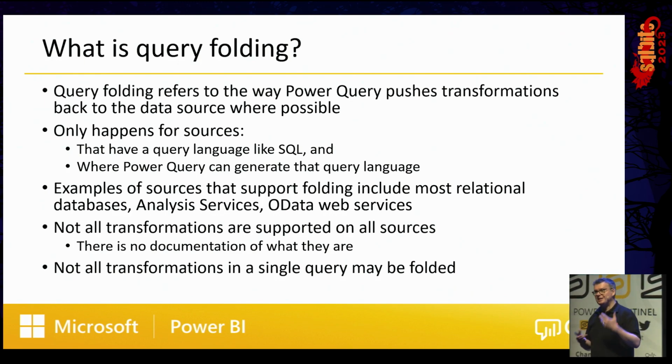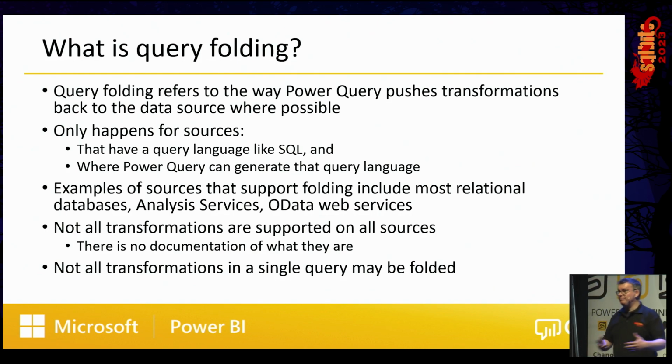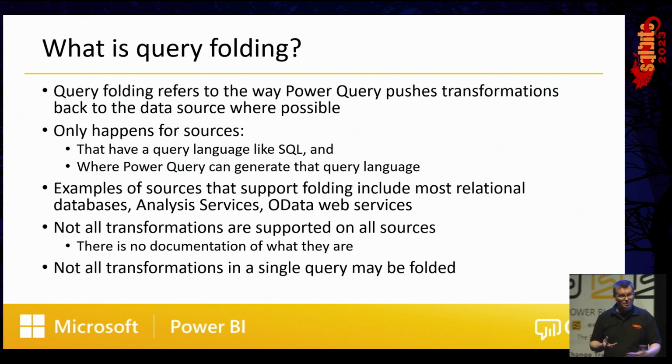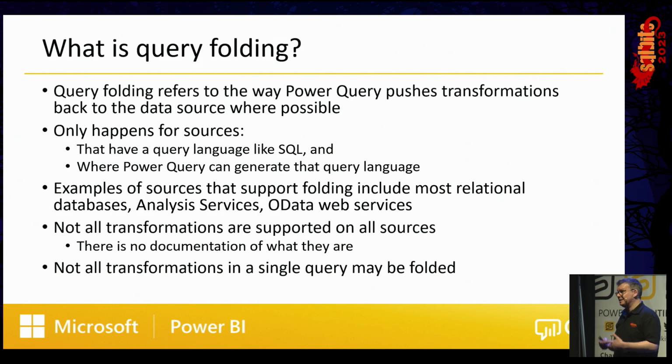Why is this? Well, that's because when query folding takes place, Power Query has to have a way of pushing these transformations back to the source. So two things need to be present. The data source needs to have something like a query language, for example, SQL, but not necessarily SQL, that you can write, or that Power Query can write to express the transformations that it wants. And secondly, Power Query needs to know how to be able to speak that query language. It needs to have a connector that can generate that query language to do those transformations. Neither of those exist, for example, with CSV files.